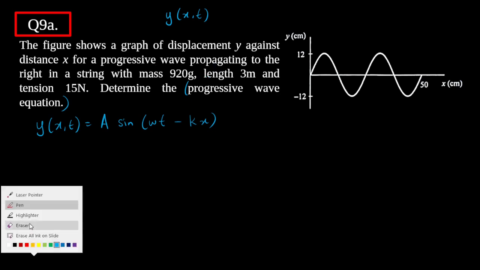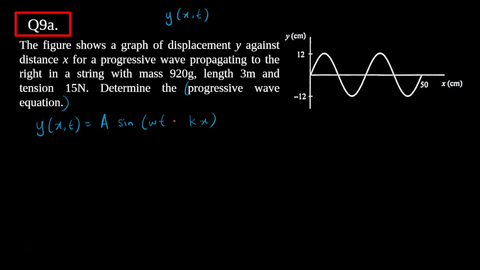The reason I put minus here is because the wave is propagating to the right. So let me emphasize that a little bit more: I'm putting it negative because the wave is propagating to the right. Okay, moving on. I need to figure out the values, because A is fairly direct. I have A to be this value, so this is going to be 0.12 meters.